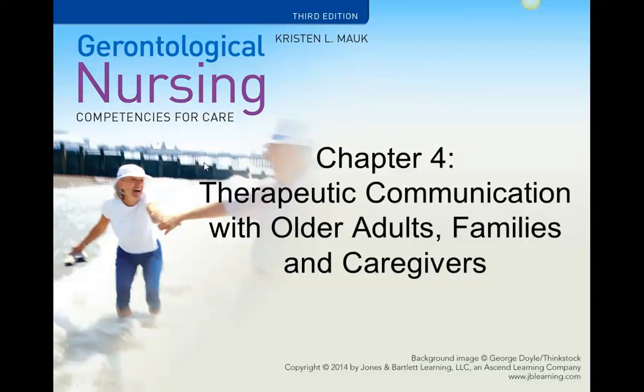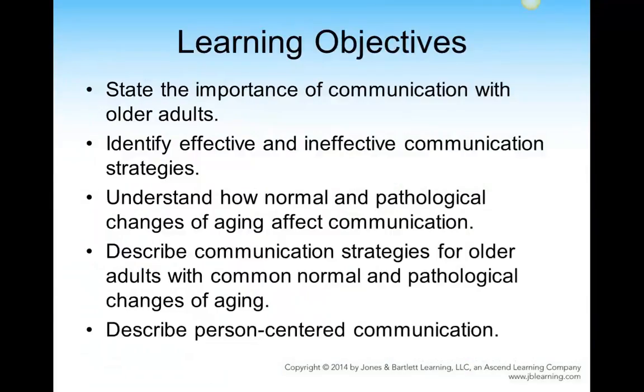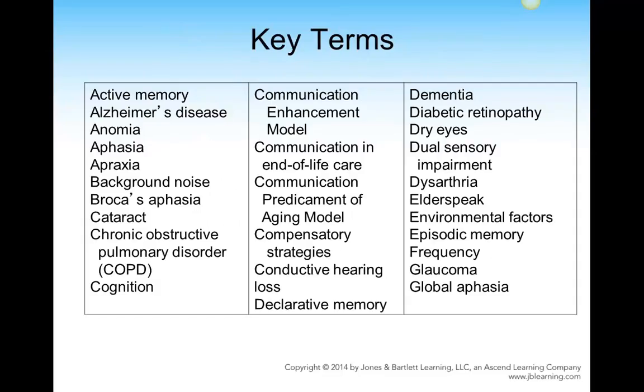Okay, we're going to look at Chapter 4, Therapeutic Communication. These are the objectives that we'll be covering: the importance of communication, how normal and pathological changes affect it, person-centered communication, and ways to improve. There are a lot of key terms that you'll be reading about, but again, the importance of understanding the differences of these.